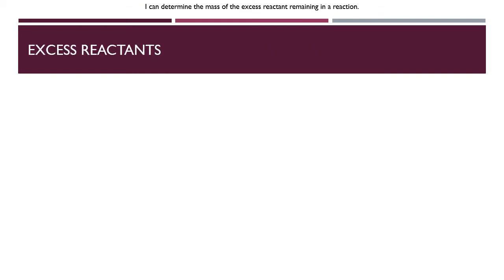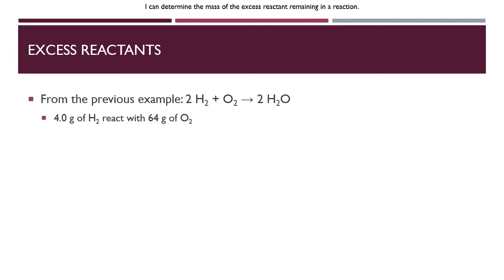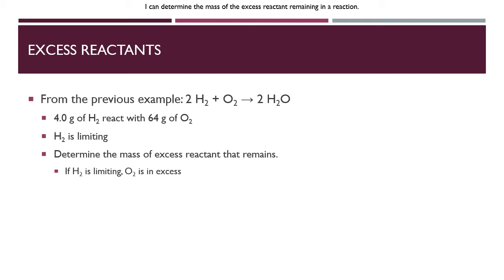All right, along this same idea here, we also want to be able to figure out how much of the excess reactant would be left over, or how much of it would remain once the reaction stops. So we're going to look at the same reaction again, the formation of water, where we react 4 grams of hydrogen with 64 grams of oxygen. We already know hydrogen is limiting, that's from the previous calculation. So we want to determine the mass of the excess that's left over. Well, if hydrogen's limiting, that means oxygen is in excess. It will be left over in the end.